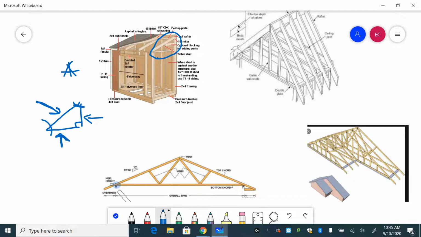So when you're calculating with these right triangles, you're just going to be doing SOHCAHTOA, so sine, cos, or tan. And so you're going to be doing opposite over adjacent or rise over run or anything like that.